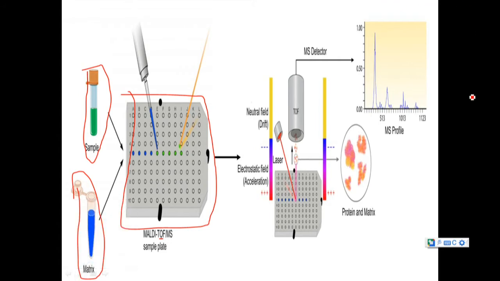Here, the graph, MS profile, right? The x-axis is known for the separation based upon the principle called m by z. m refers to the mass of the protein and z refers to the charge of the protein molecules, right? And the y-axis is known for the intensity and abundance of the molecules, right? How much substance is there in the sample.